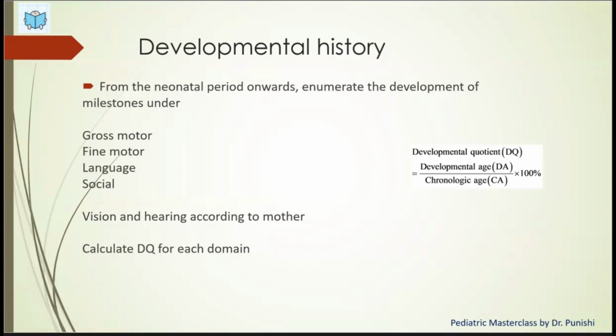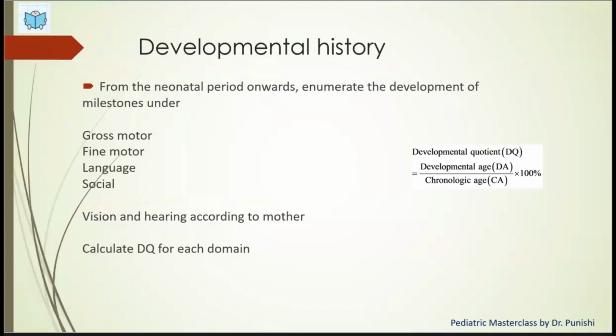After mentioning the DQ, the next important line that you should always mention is that the hearing and vision, according to the mother, is normal or abnormal. Let's say the mother tells you that I feel that my child is not able to hear me. A child who has impaired hearing will have delayed development of milestones just because he's not able to hear. So you always need to ask the mother or the informant whether she feels that the child is able to see and at least hear well.